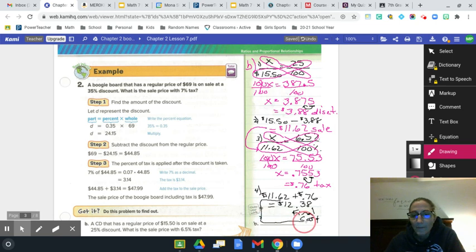Here it is. So there's a lot to it, right? There's a lot of work to that. But we've practiced these steps. In step number 1, we practiced finding the discount. In step number 2, we practiced taking the discount and subtracting it away from the regular price to get the sale price. That was yesterday's lesson.